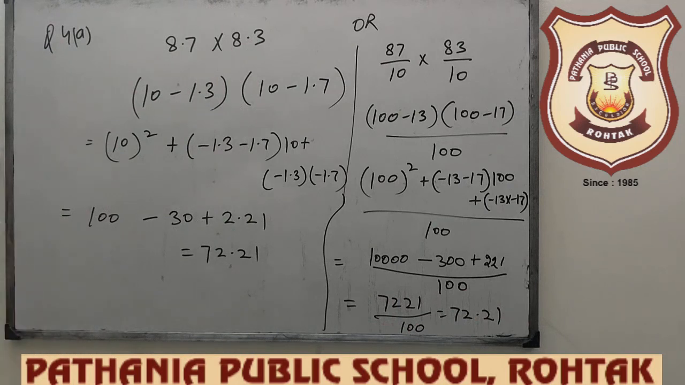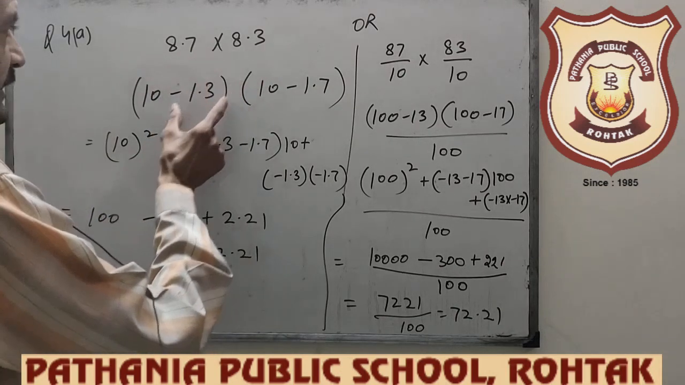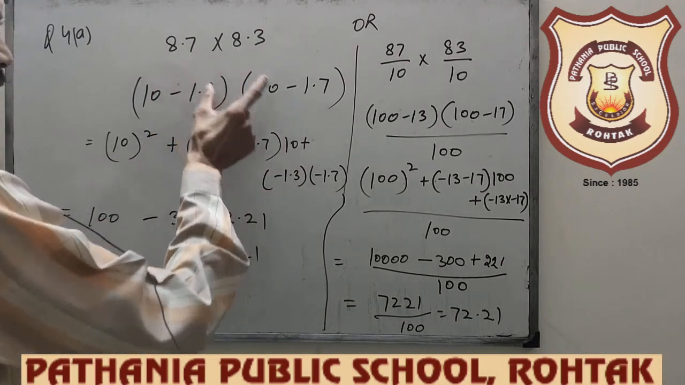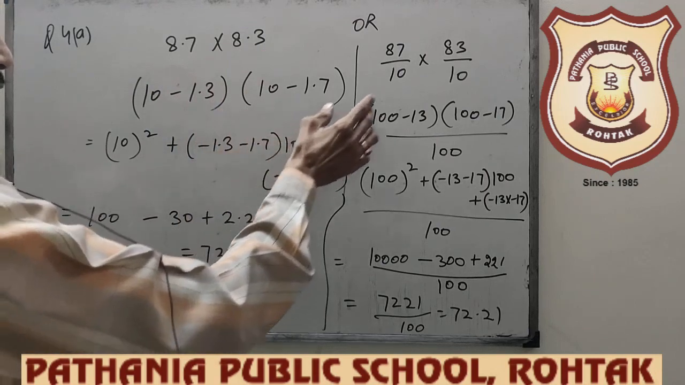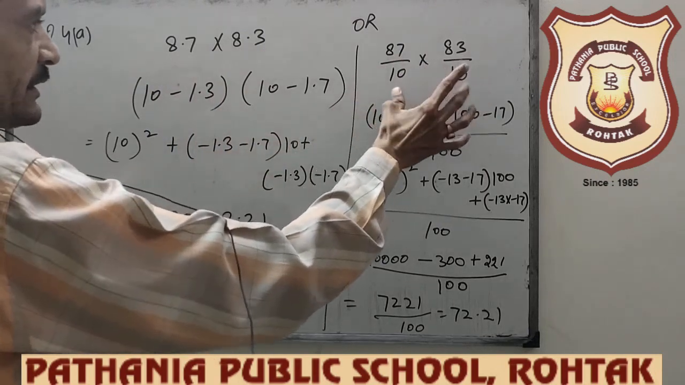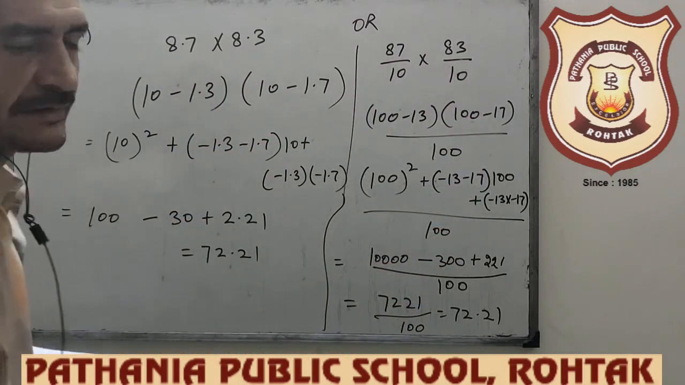So all the parts you have to use in question number 4 this identity, x plus a into x plus b. If they are in decimal, it is your choice. If you want to keep it in decimal, then you can change it into the nearest 10, or if you want to remove the decimal, then also you can apply the same identity.